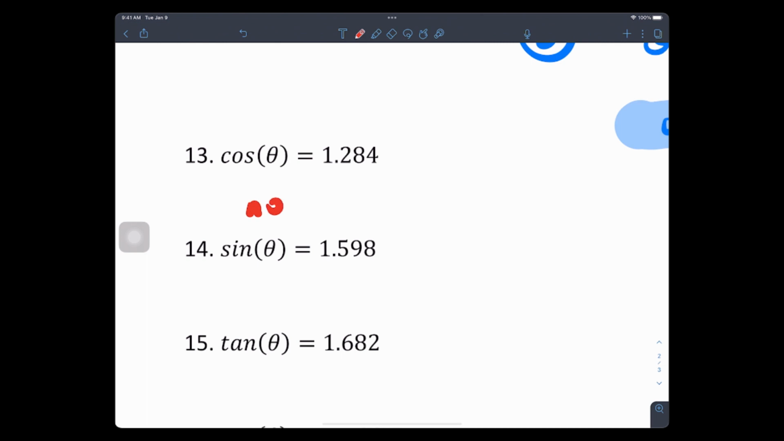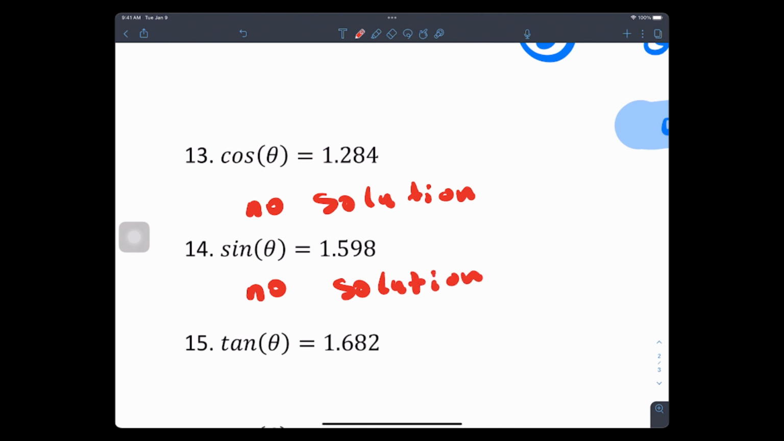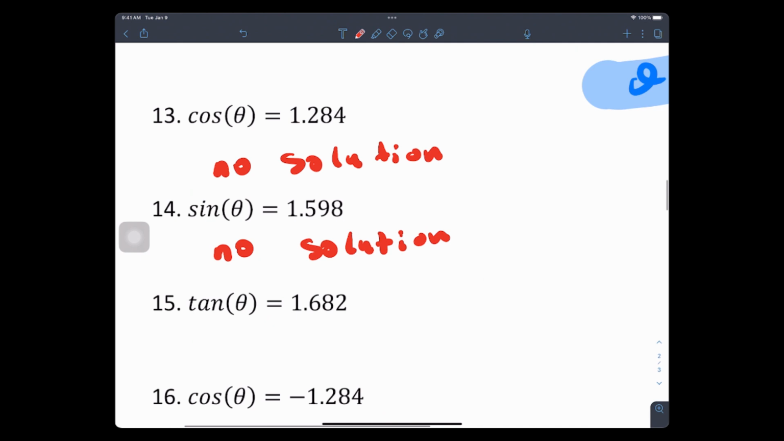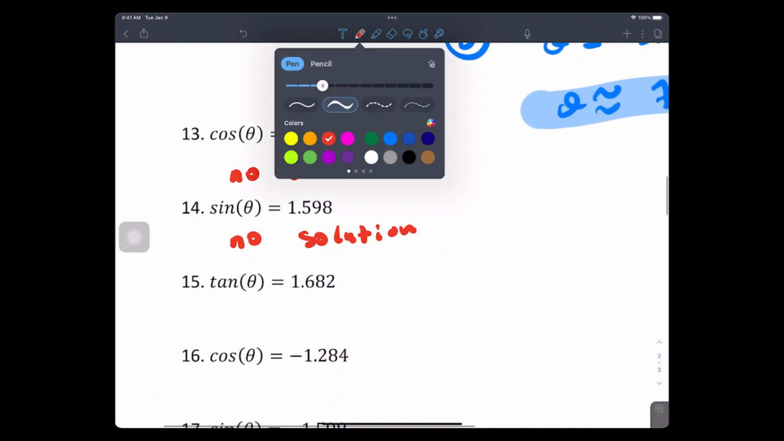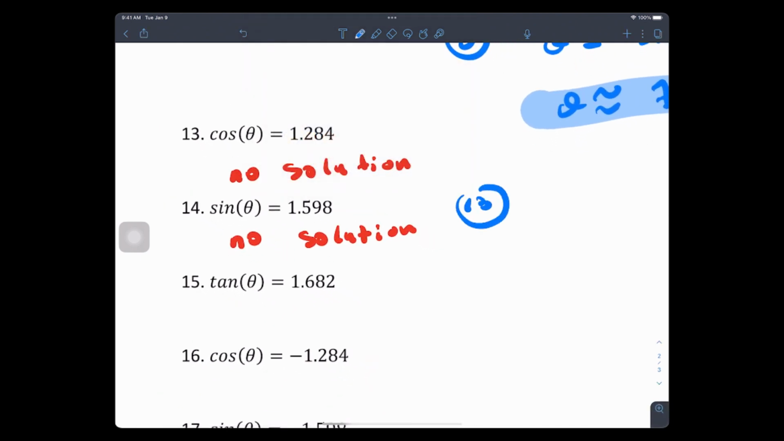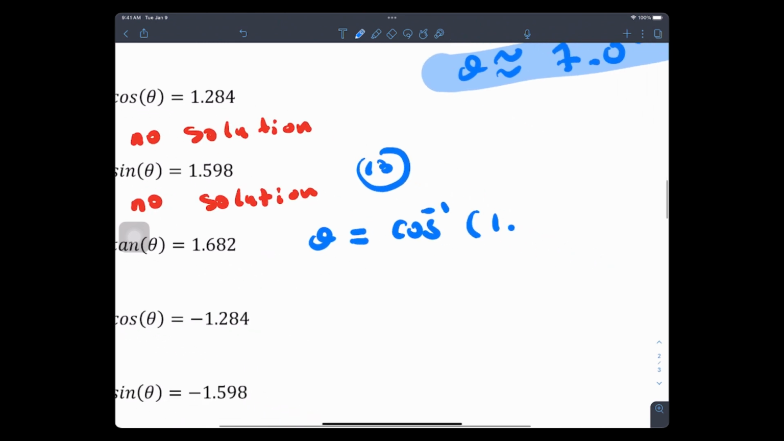These are no solutions. Right, because cosine can't be bigger than 1 or smaller than -1. And neither for sine. So this should be no solution, ladies and gentlemen, for both of these, okay? Now, let's say you forget this fact, right? Let's say you forget and you go, oh my God, Mr. Judge, I'm using my calculator, because people forget, right? So for example, number 13, you might say, hey, theta is inverse cosine of 1.284, okay?